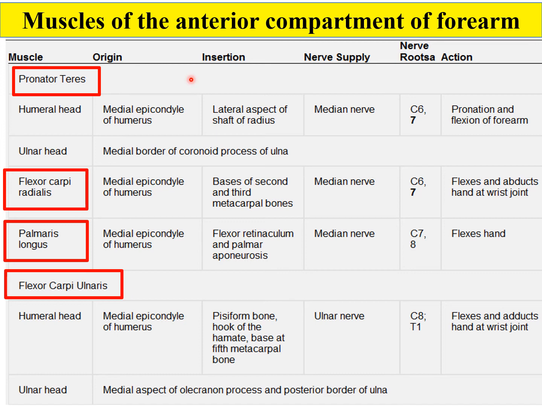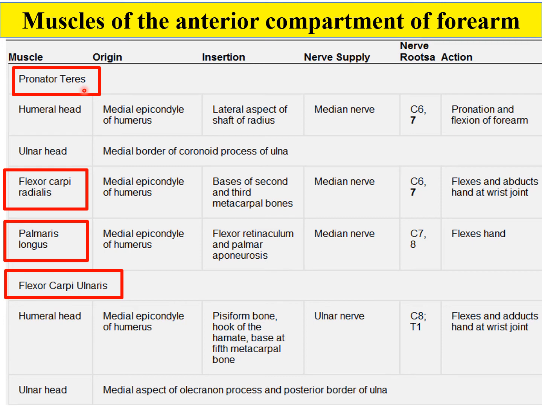Now we start with the muscles of the anterior compartment. The anterior compartment has muscles which are arranged superficially as well as deep. Now we are talking about the muscles which are arranged superficially. We have pronator teres, flexor carpi radialis, palmaris longus, flexor carpi ulnaris.